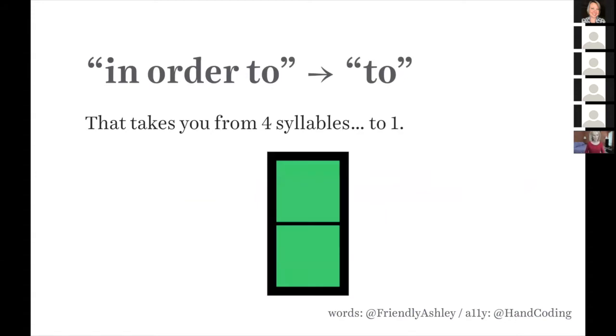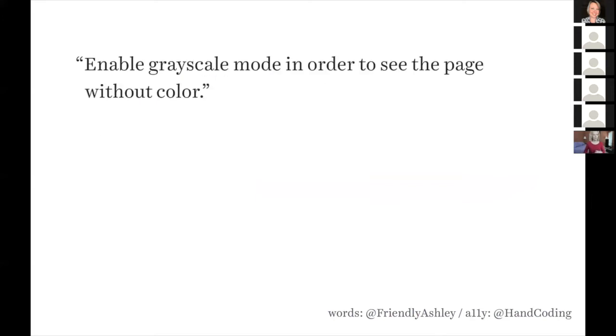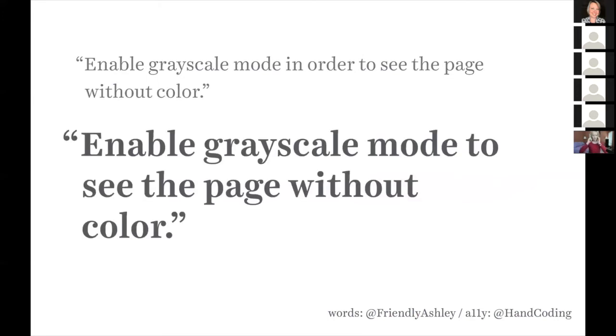Now I can understand you might be thinking, well, what is this alchemy? How do you take 3 words down to just the 1 word? Well, as an example, rather than saying something like, "Enable grayscale mode in order to see the page without color," you might try saying, "Enable grayscale mode to see the page without color."